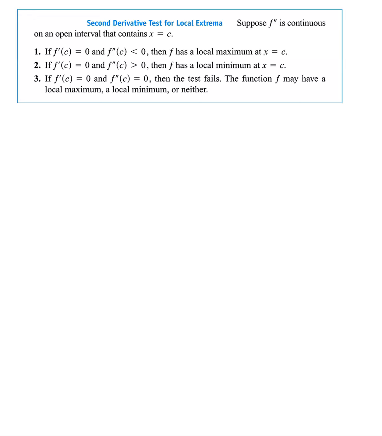If f prime of c is 0 and f double prime of c is negative, then f has a local max at c. If f prime of c is 0 and f double prime is positive, then it has a local min at c. If the first derivative is 0 and the second derivative is 0, then the test fails. The function may have a local max, a local min, or neither. If the test fails, you really can't conclude. It's inconclusive.